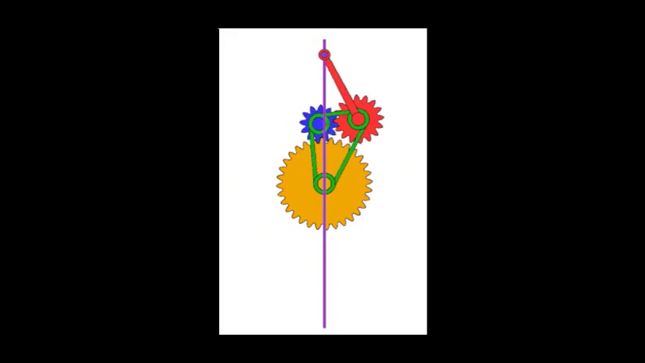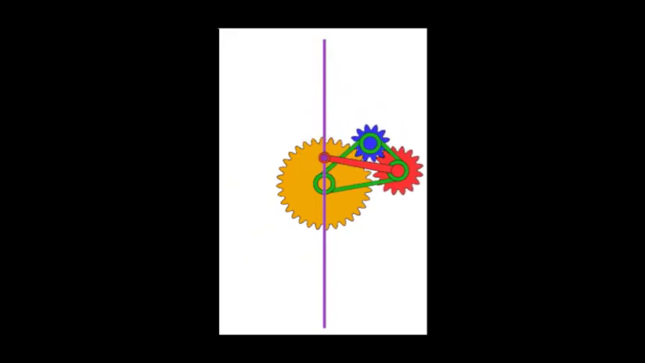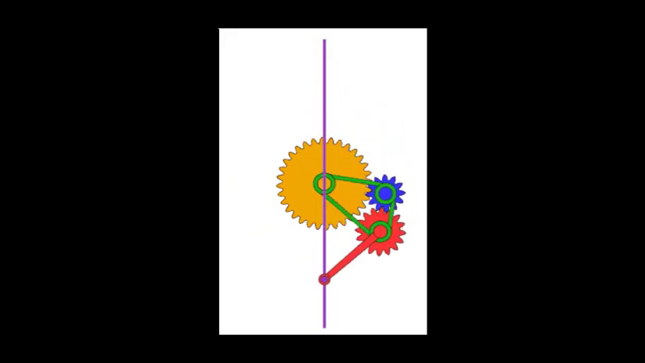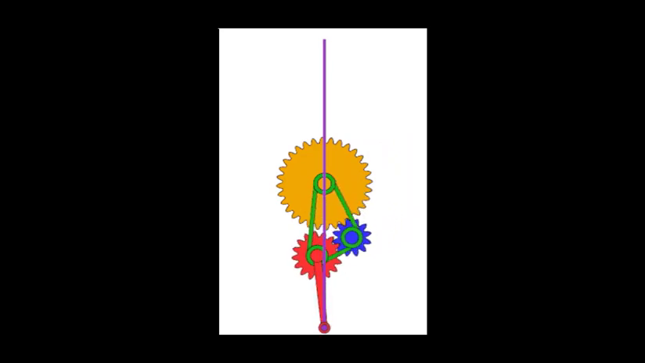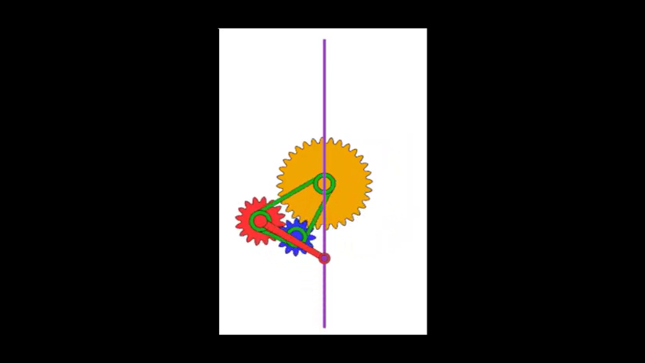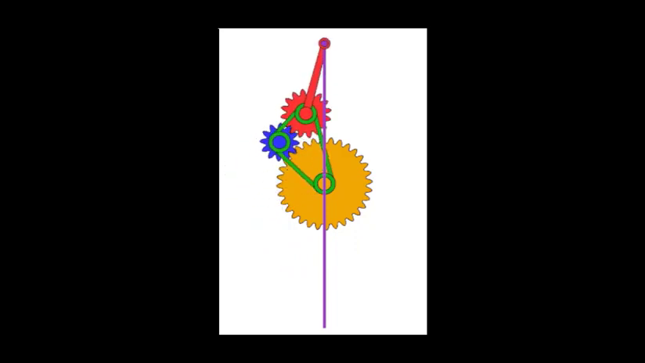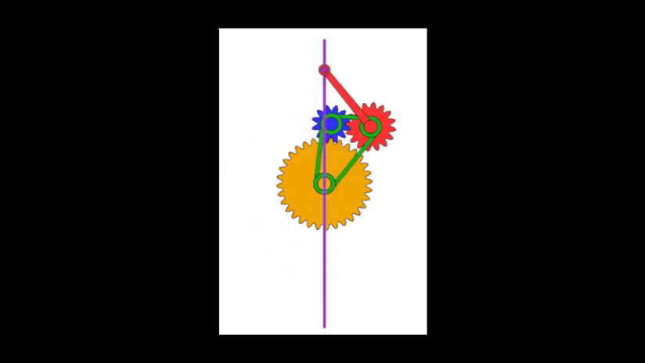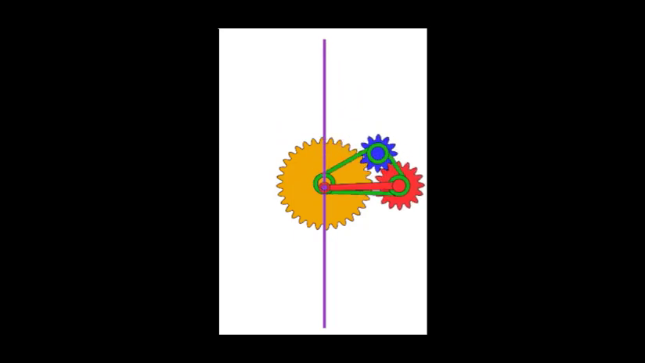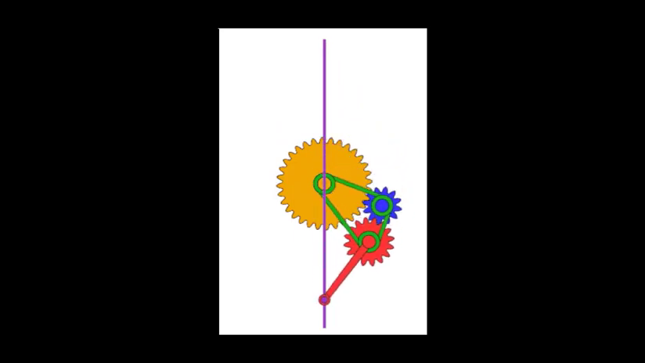And just for fun, here's a 4-bar linkage that includes gears. The goal here was to create straight line motion as the output, which historically was a challenge for many machine designers. So understanding 4-bar linkages opens up a world of design possibilities for machinery.